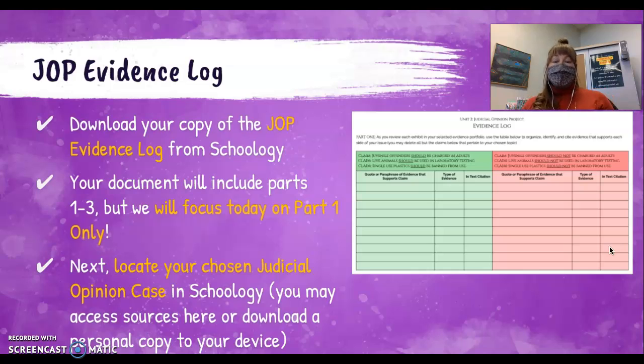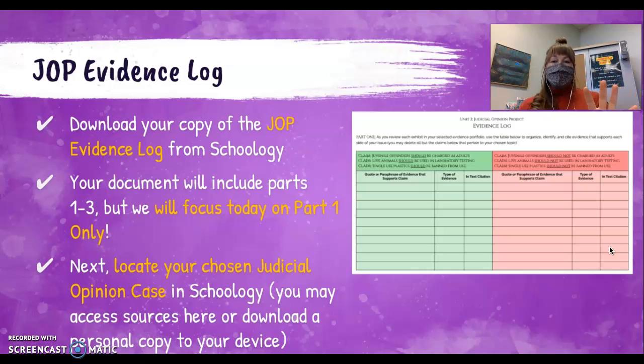So this first document that you're going to be completing is called our JOP Evidence Log. You're going to find this in Schoology. I'll show you where specifically in a moment. When you open this document, you're going to see that it's broken down into three parts. We're going to begin with part 1 only. You can disregard parts 2 and 3 for now. We'll pick those up next week.